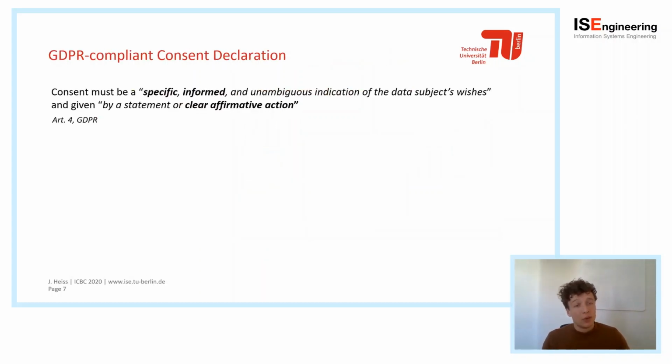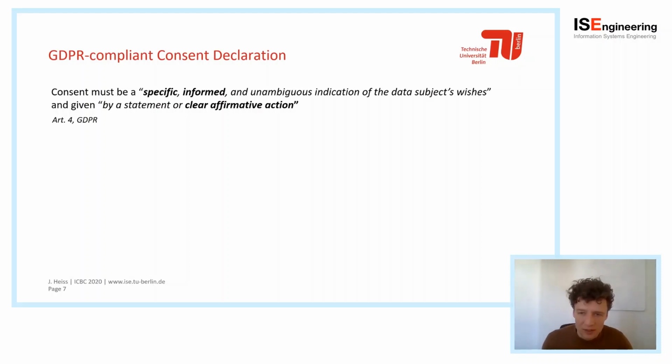Now, the consent declaration must be GDPR compliant, and therefore in our paper we provide a thorough legal analysis. In this talk I will just present the gist of it. And it says in Article 4 that consent must be a specific, informed and unambiguous indication of the data subject's wishes and given by a statement or clear affirmative action.